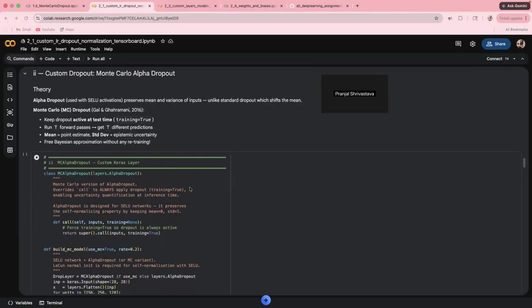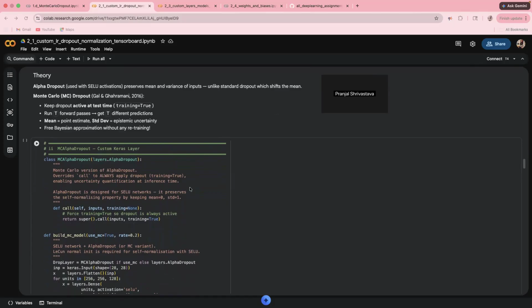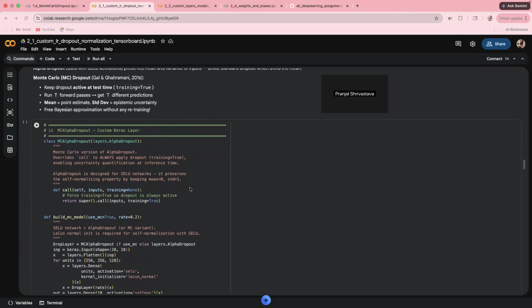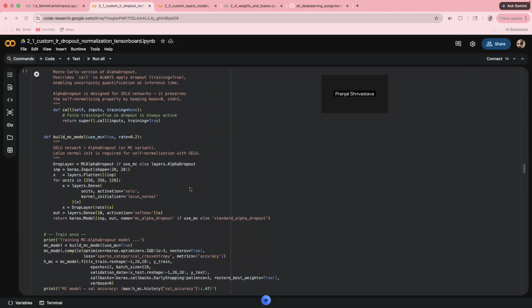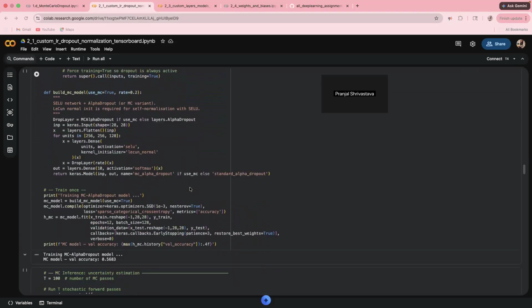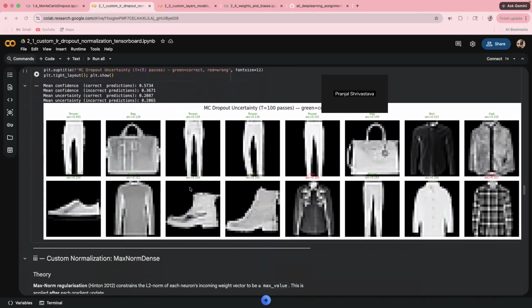The call method always passes training=True to the parent, regardless of what the outer model is told. This means dropout is permanently active, turning every forward pass at inference time into a stochastic sample from the approximate posterior. We then run 100 forward passes on a test batch and collect the mean and standard deviation across those passes. The output confirms the key property: the model reports higher uncertainty on the sample it gets wrong than the sample it gets right, meaning the uncertainty scores are actually informative.